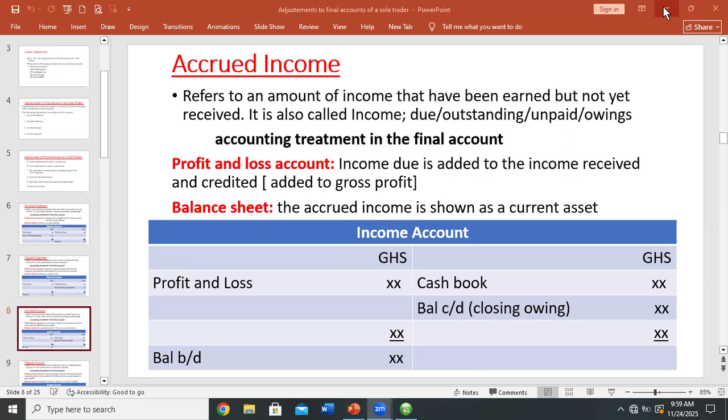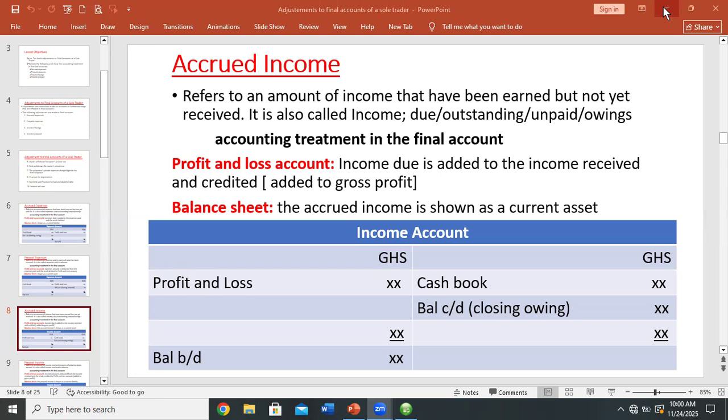So accrued income, as you read, is income you have earned but have not received. How do you deal with it in the final account? In the profit and loss account, because this is money that you have earned, you are supposed to add it to your income. Under other income, it is shown there, where we add to the gross profit. In the balance sheet, this is your money, your resource, a current asset. So you show it as a current asset.